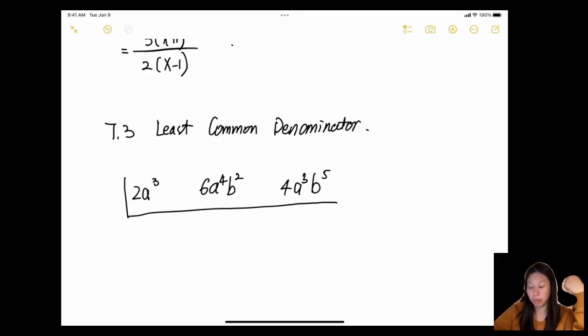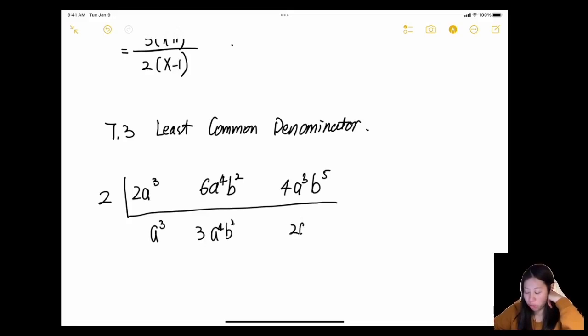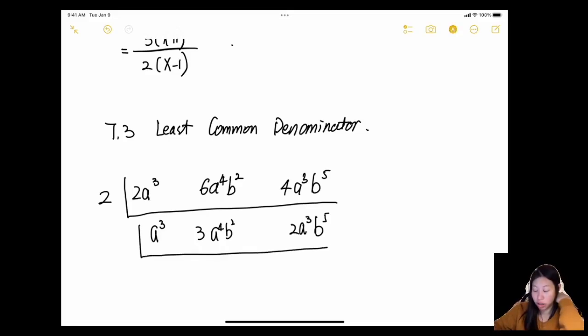So let's look at the numbers. We have a 2, 6, and 4. The common factor would be 2. So after dividing by 2, we have a to the 3rd, 3a to the 4th b squared, and 2a to the 3rd b to the 5th. And then the next step is we can start with the letters.